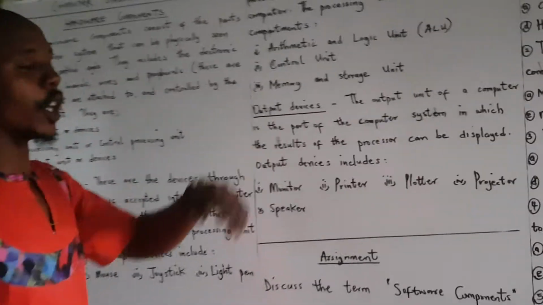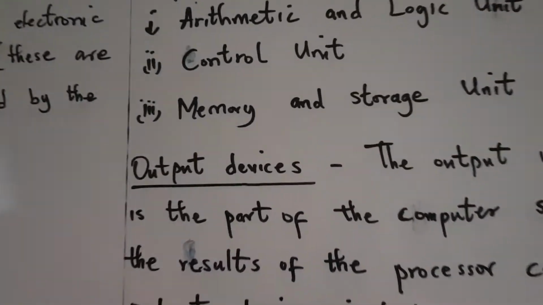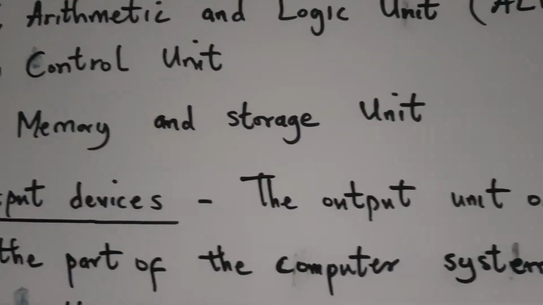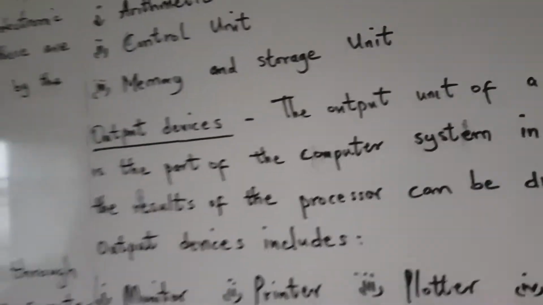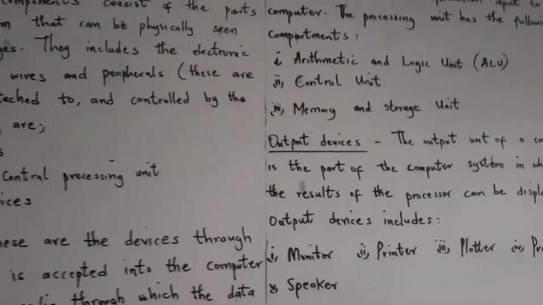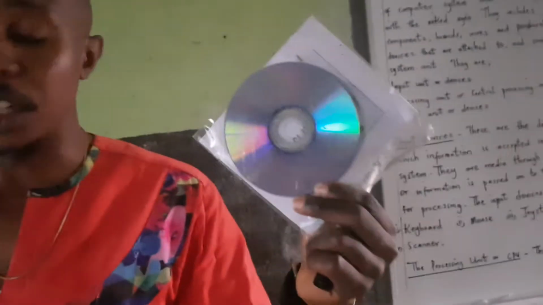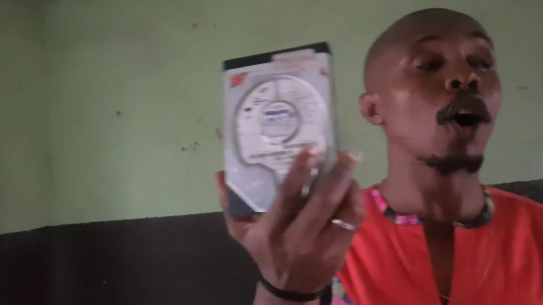While your memory and storage units, as we all know, every information you key into the system after being processed has to be stored. This is where your storage unit comes in. And some examples of these storage units, we have here your CD. This is a storage unit. We have your floppy drive. This is also a storage unit. We have your flash drive. This is also a storage unit. We have your hard disks. They are all storage units.